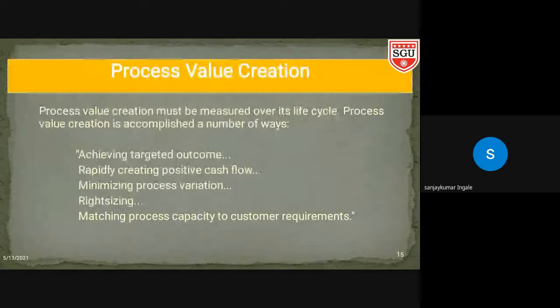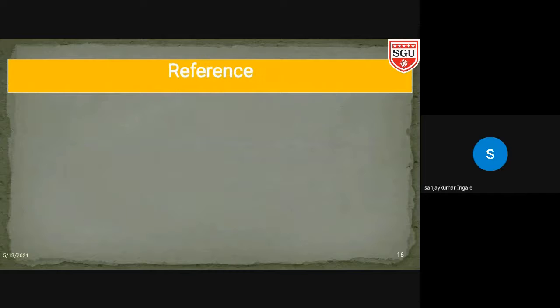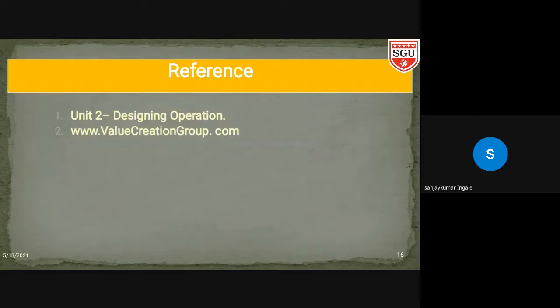Next, process value creation. Process value creation must be measured over the life cycle, and it is achieved by achieving the target outcome, rapidly creating positive cash flow, minimizing process variation, and right sizing, assigning process capacity to customer requirements. References are from our chapter number 2 and from the value creation group.